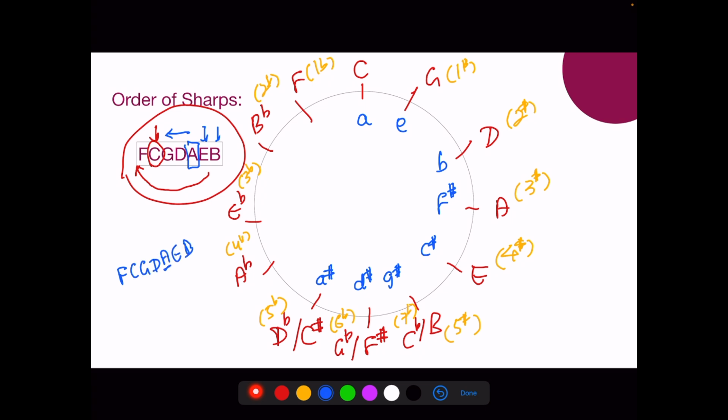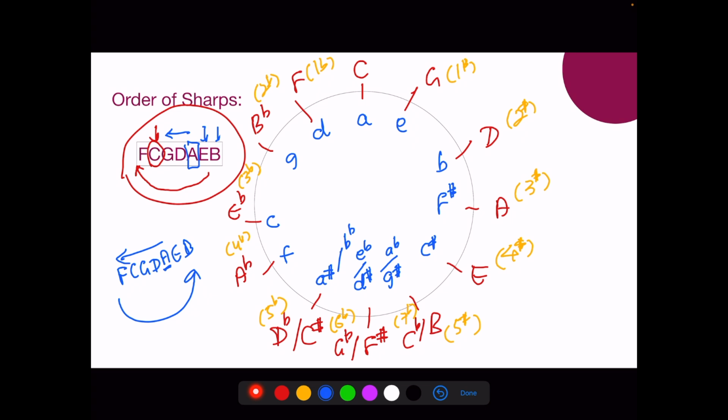So from A, if we go this direction, A minor, D minor, G minor, C minor, F minor, and now we have to restart. This time we have to add the flat, right? So B flat minor, and then E flat minor, and then A flat minor. And the number of sharps or flats will be exactly the same. All right, so how do we know which notes are going to be sharp or flat?